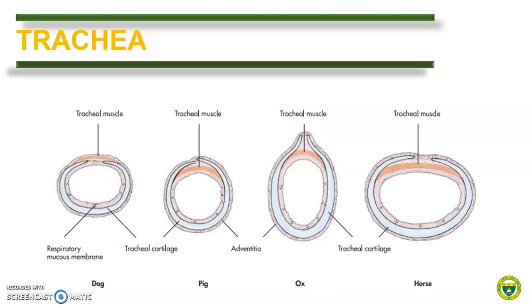Then we move to the trachea. The trachea extends from the cricoid cartilage of the larynx to its bifurcation. As a review, it consists of a series of C-shaped hyaline cartilages connected by ligaments. The number of the tracheal cartilages varies among species.